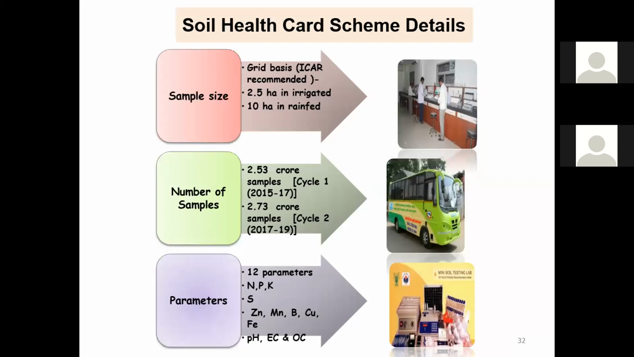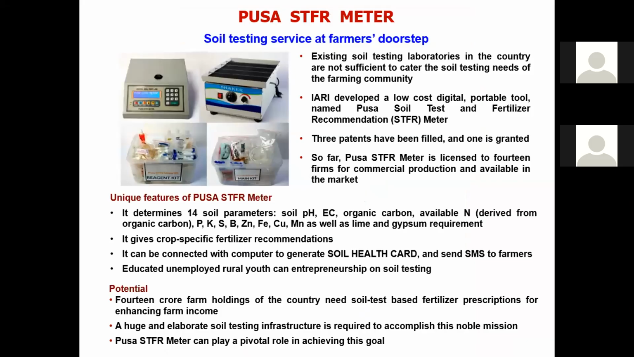Here we have three options: a static laboratory, a mobile van laboratory, and a digital kit laboratory, which we call a mini soil testing lab. Through that we can assess. After training, everybody can handle this mini digital kit. We even developed this kit at IARI Pusa. The name is the Pusa STFR meter, the Pusa Soil Testing Fertilizer Recommendation meter.